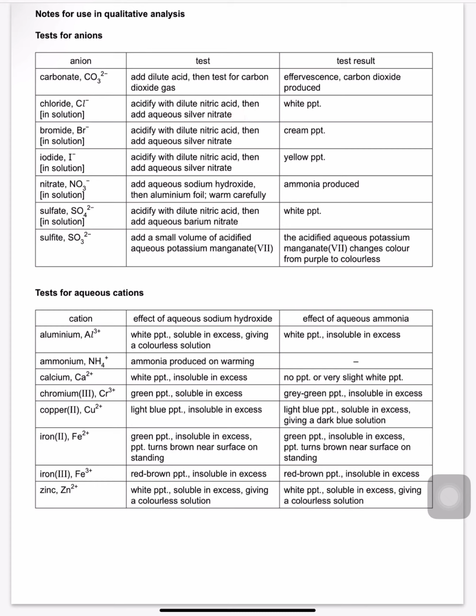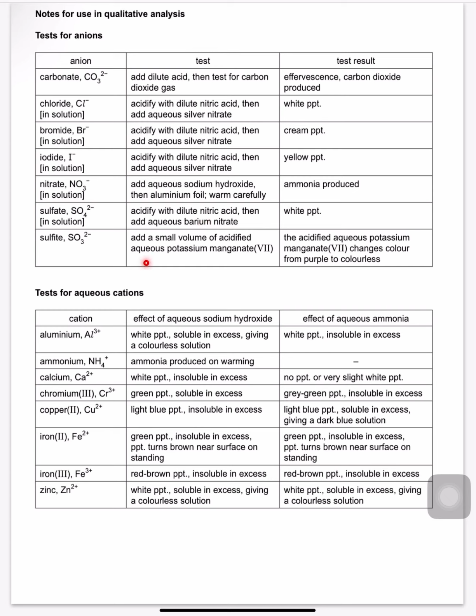Then there are nitrate, sulfate, and sulfite ions. For nitrate, you add sodium hydroxide followed by aluminum foil, and we warm it carefully. Ammonia gas is produced. For sulfate, it is nitric acid and then barium nitrate. A white precipitate is formed in this case.